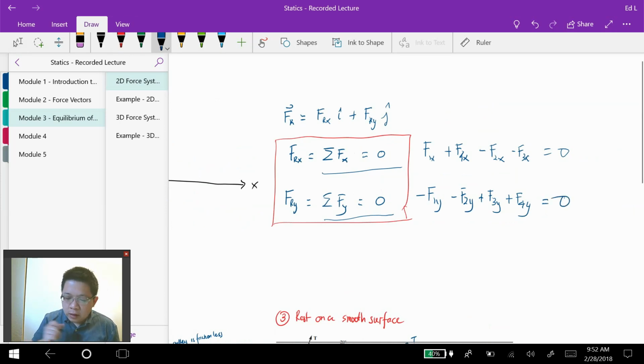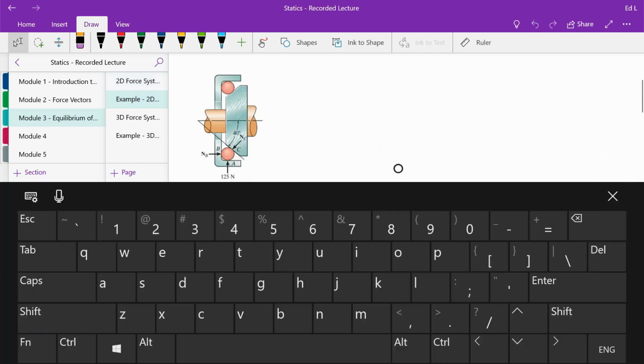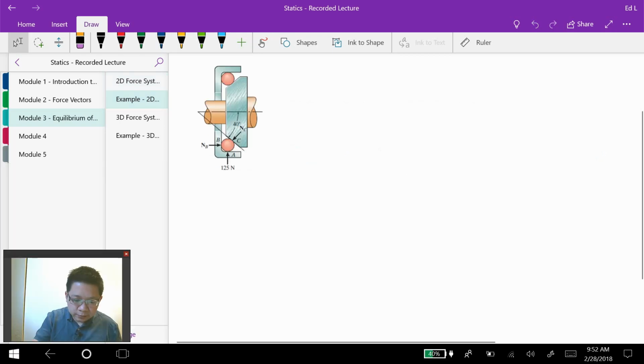Since we can only write two equations, for any problem we are limited to a maximum of two unknowns. If we have more than two unknowns, then that problem cannot be solved. Okay, let's start with one example problem and let's read the problem together.